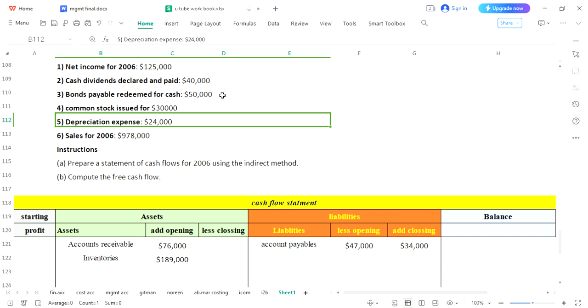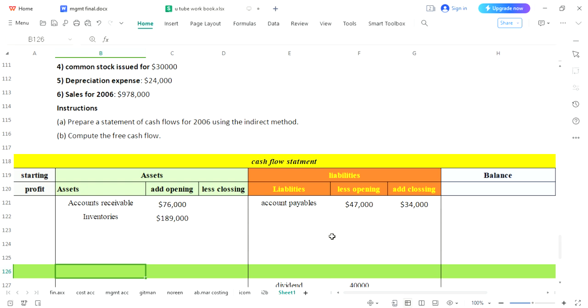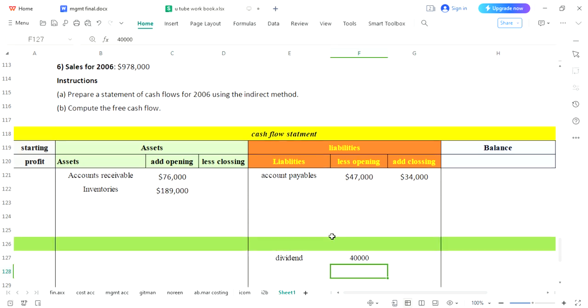Then the next adjustment is bonds payable redeemed for cash. Bonds payable means the amount which you were liable to pay, and here it is redeemed, meaning paid. So bonds payable paid, cash is going out. Bonds payable is a liability, so we will choose the liability side. Since cash is going out, cash is decreasing, so you will choose the less column. And how much bonds payable have you paid? 50,000. Just like dividend, you will do the same over here because payment has been made.